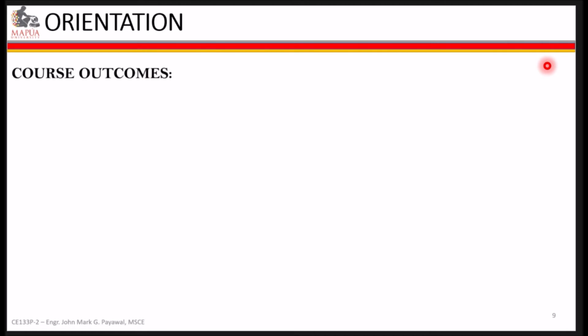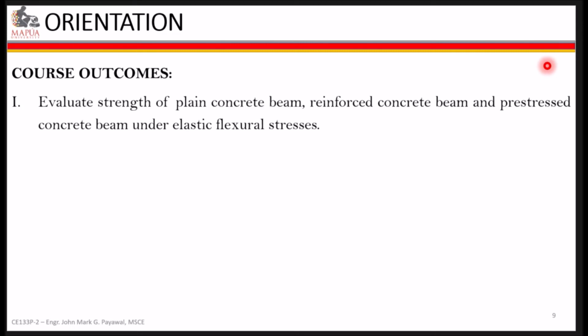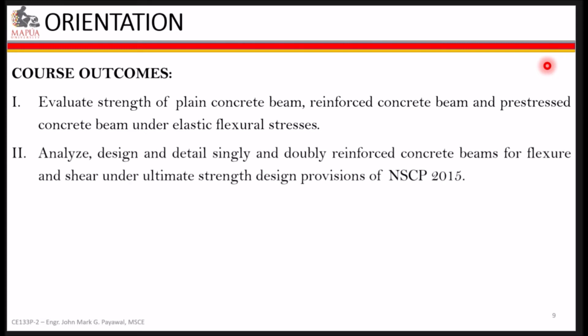For the course outcomes, there would be 4 course outcomes that should be expected from our students. Number 1 is to evaluate the strength of plain concrete beam, reinforced concrete beam, and pre-stressed concrete beam under elastic flexural stresses. So by now, you may have an idea what a plain concrete beam and a pre-stressed beam are. If not, it will be further discussed as we move along with the lecture.